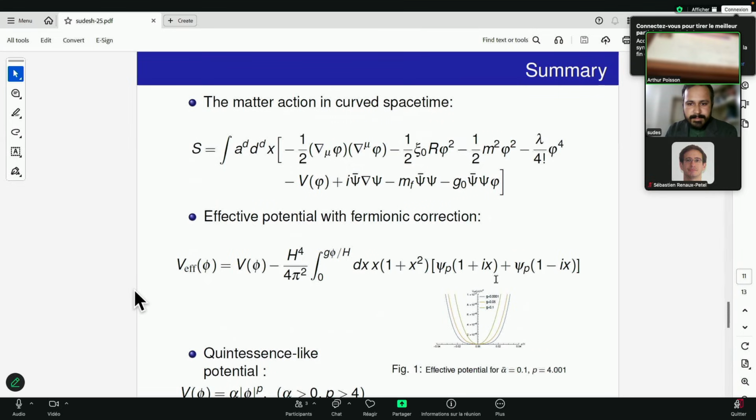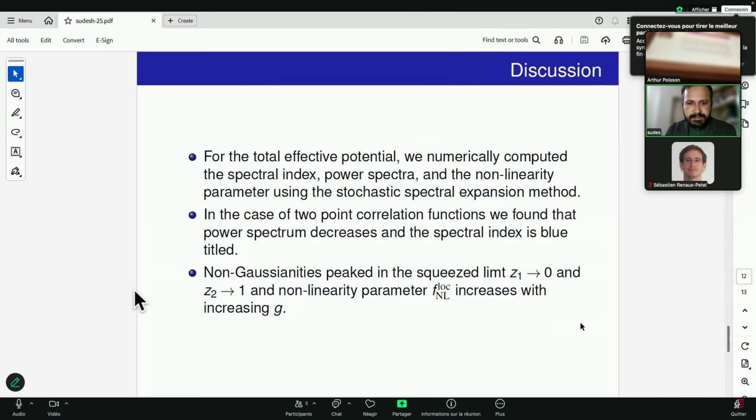To summarize, we have computed various correlation functions, and we want to see the effect of the Yukawa coupling on the various correlation functions and on the non-Gaussianity. For large g, we see some effect on all the cosmological parameters.